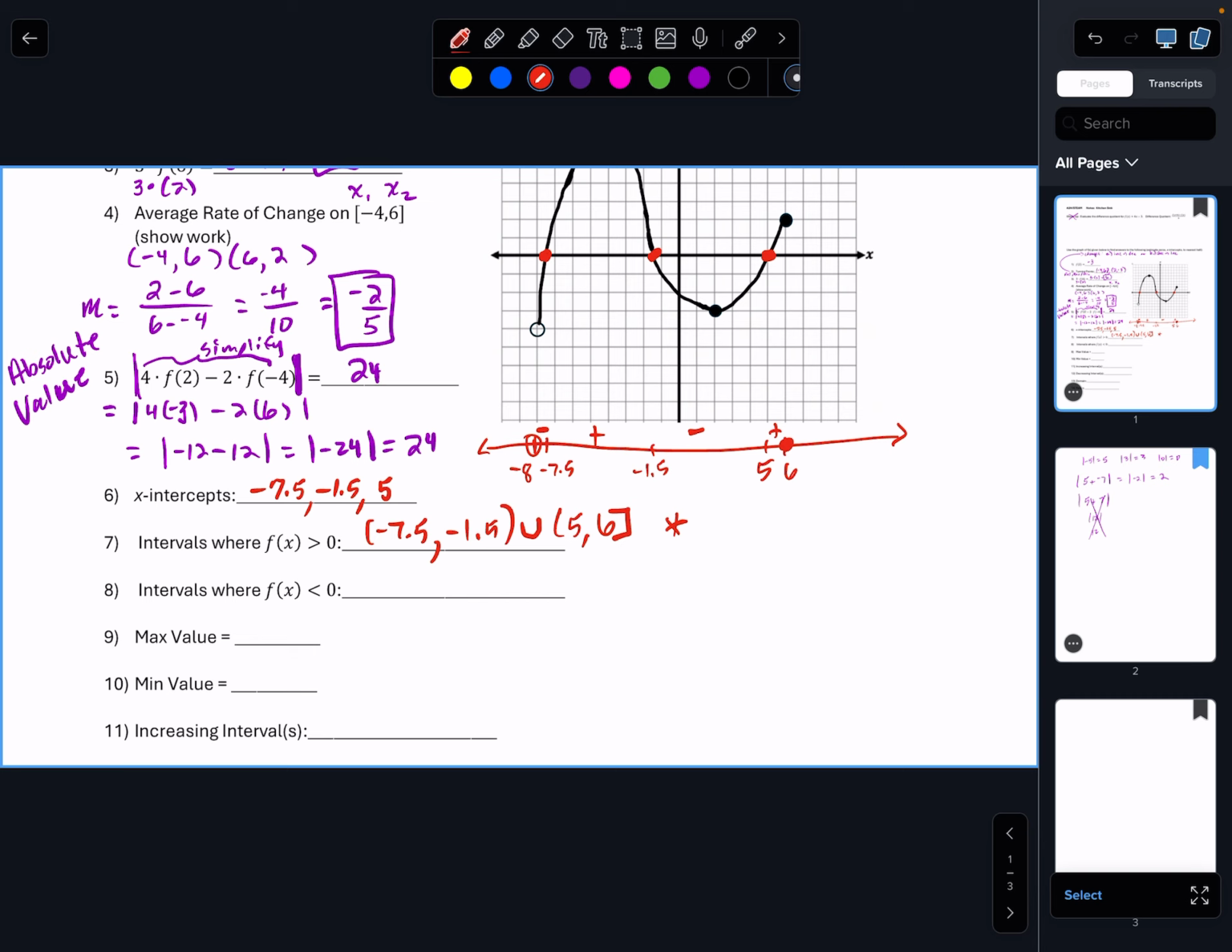You have to actually include 6. Now, for intervals where it's negative, we start with this first interval from negative 8 to negative 7.5. What about this point? What about this starting point? Is the function negative at negative, where are we at? Negative 8.